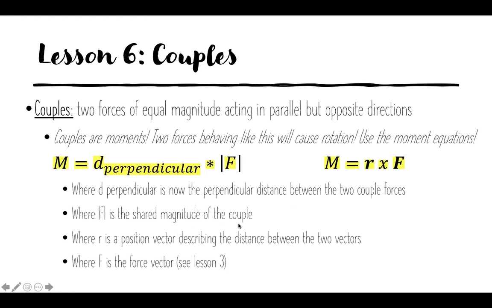The magnitude of F is still the magnitude of the force, so if it's two forces that are 200 newtons, you multiply the magnitude of F, 200 newtons, not the combined force. It's just the force of one of the couple components. And then lastly, for the moment in 3D, it's the same kind of concept. R is now a position vector describing the distance between the two vectors itself. But the magnitude is still the same. Does that make sense? Preguntas, anyone?